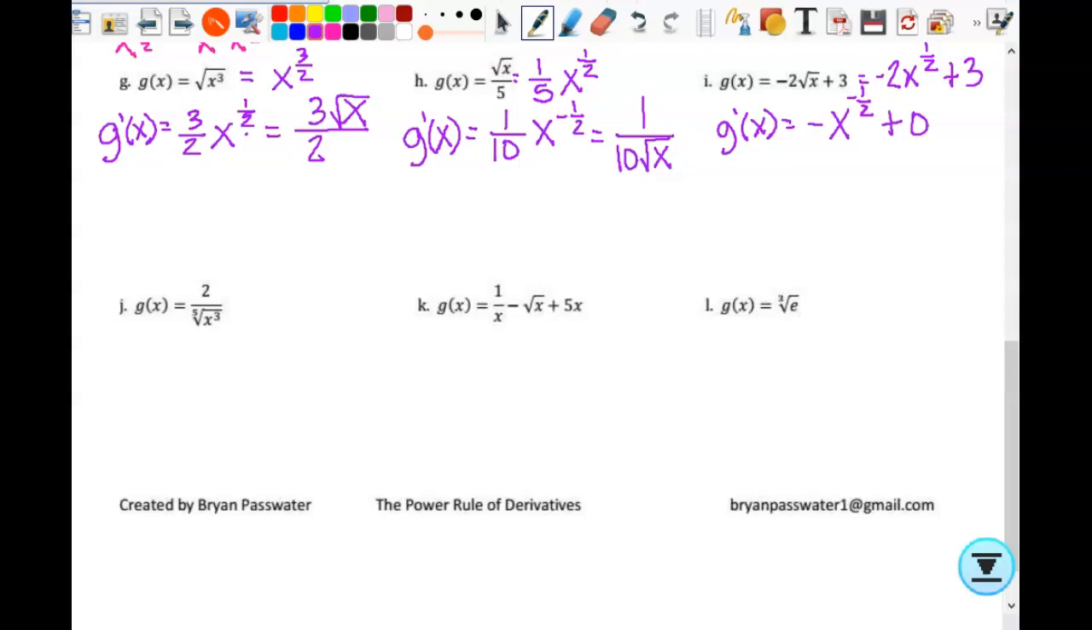And then I want to clean this up. So this is just going to be negative 1 in the numerator, square root of x in the denominator. Okay.